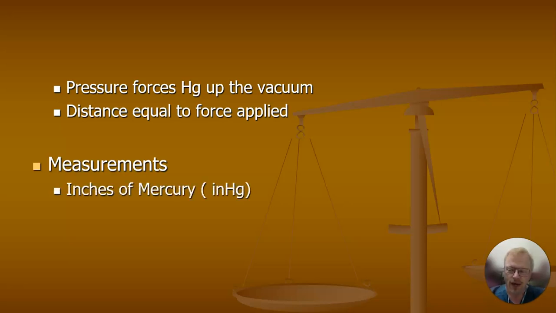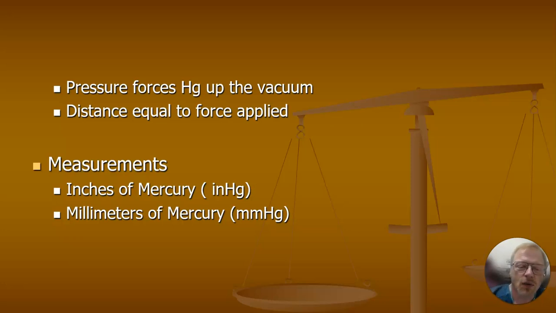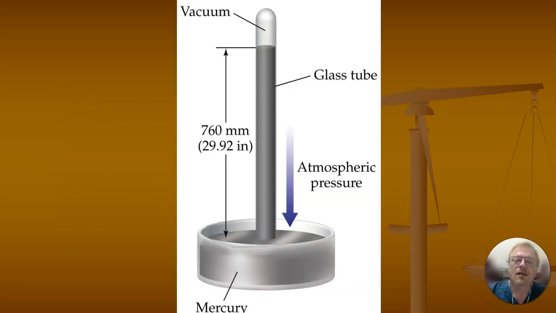Now, how do we measure that? Well, we can measure it in inches of mercury if we're doing it here in the US. Or in the metric side, which was covered in the video, we can measure it in millimeters of mercury. So these are linear measurements. And this is just a picture showing what we're talking about. But 760 millimeters of mercury is 29.92 inches. So it just depends on what scale you're using to measure these things.